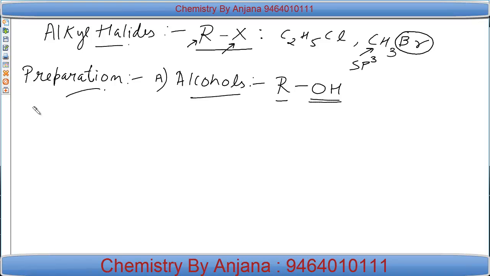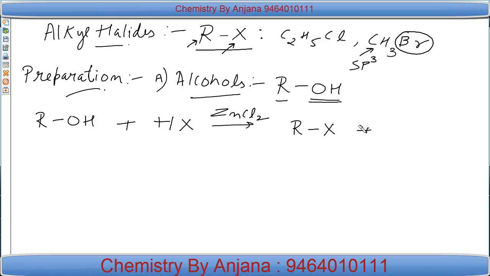The very first method is, suppose I'm taking an alcohol, a general reaction, ROH. If I react it with any halogen acid like HX, HX can be HCl, HF, HBr, HI, but we'll see the specification later on. But first of all, see the general reaction. ROH plus HX in presence of a catalyst, that is zinc chloride, ZnCl2, will result in a simple reaction, and I get RX, that is alkyl halide, and H2O.